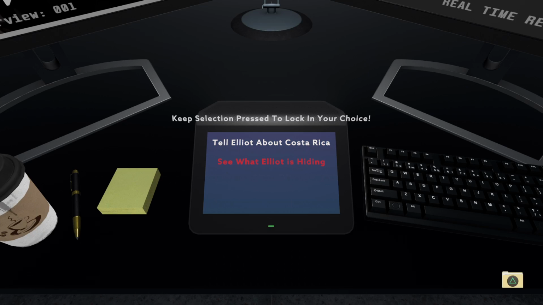Yeah, tell Elliot about Costa Rica or see what Elliot is hiding. I really want to see what Elliot is hiding because he hasn't renewed his subscription on his thing. So that's why we can mention Costa Rica without any details, but pressuring more to see what else he's hiding. So I'm gonna go with option two.